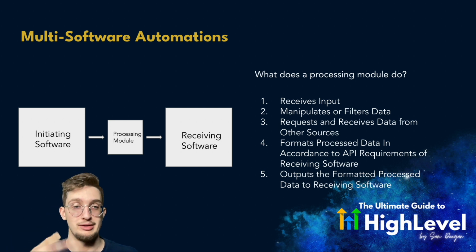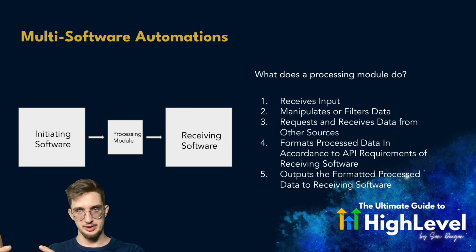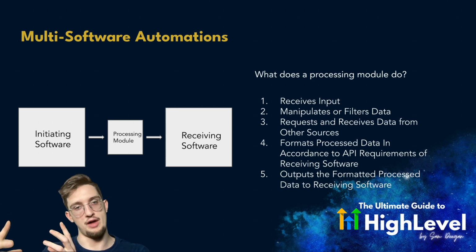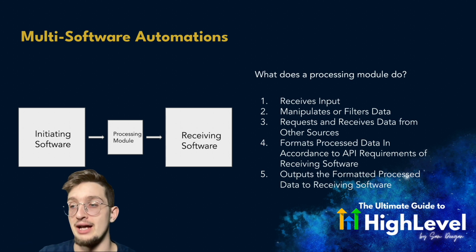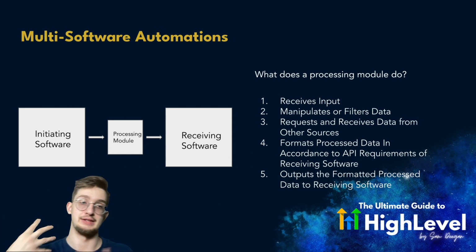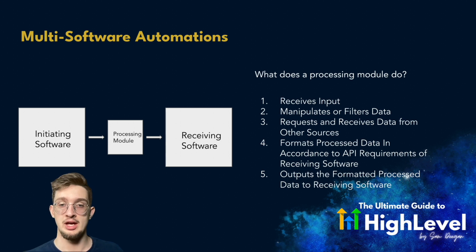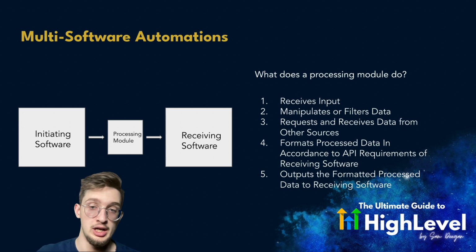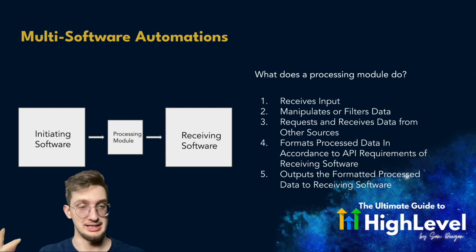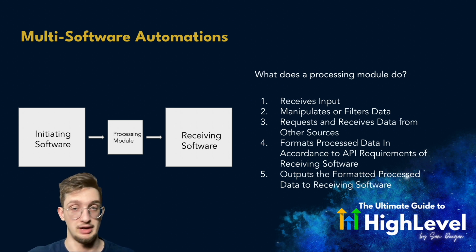So one cool thing about Zapier and these different processing modules, and I'll talk to you some more about what other types of things are processing modules in a second, is that they have the ability to take data and format it in a certain way so that it can be communicated to other software. That's another very cool aspect of them. And then ultimately, it also has the ability to output said formatted, processed data to another software, so send information over somewhere else.